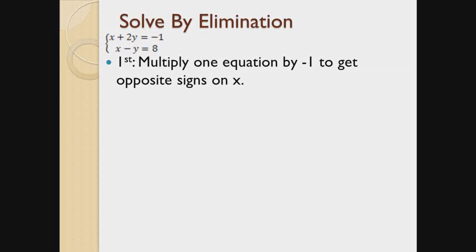Let's try another solving by elimination. But this time, we do not have opposite signs. As you see, we have an x and an x, which will not eliminate, and we have a 2y and a negative y, which also will not eliminate. So this time, we need to multiply one of the equations by negative 1 to get opposite signs on x. If we do this, then x will eliminate. So let's take the first equation and multiply it by negative 1.